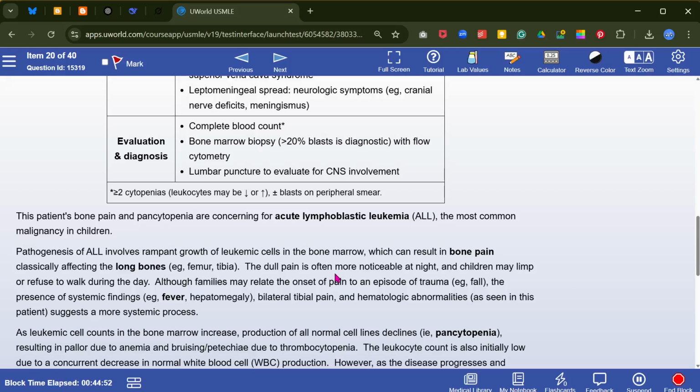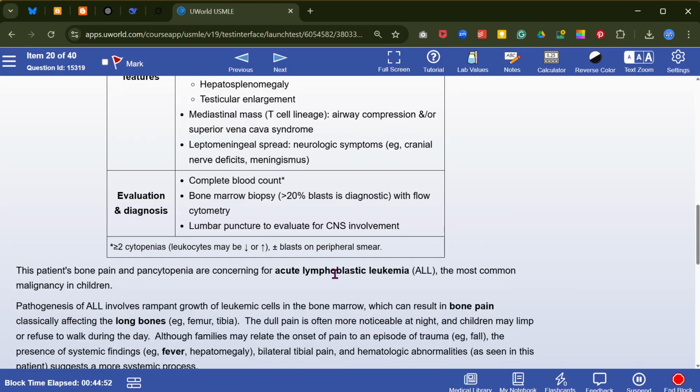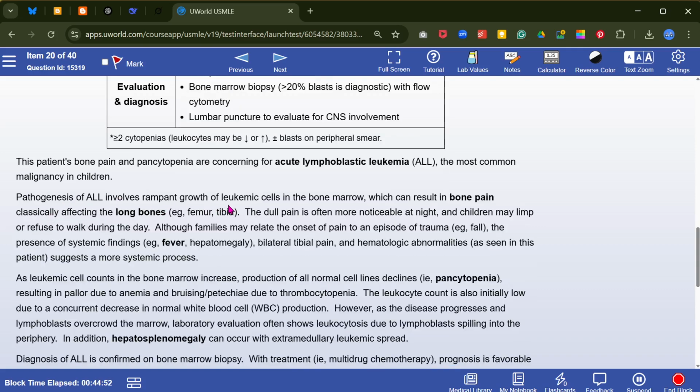I am reading the explanation. These patients' bone pain and pancytopenia are concerning for ALL, the most common malignancy in children. In the pathogenesis of ALL, rampant growth of leukemic cells in the bone marrow can result in bone pain, classically affecting the long bones, femur and tibia. The dull pain is often more noticeable at night. Children may limp or refuse to walk during the day. Although families may relate the onset of pain to an episode of trauma, a fall, the presence of systemic findings, fever, hepatomegaly, bilateral tibial pain, and hematologic abnormalities as seen in this patient suggest a more systemic process.